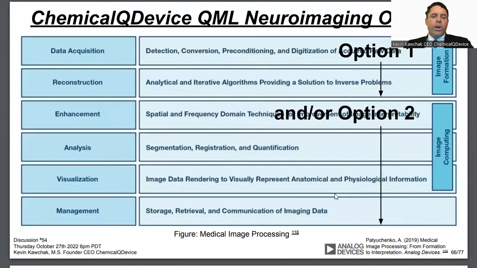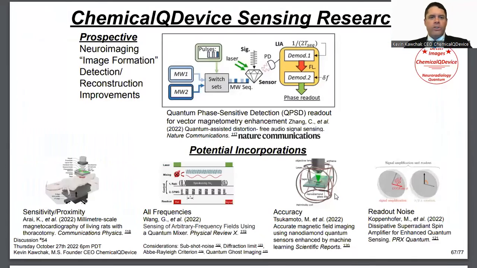This is very popular, so this is medical image processing by Analog Devices. The important keys to take away is you have image formation for option 1, and then you have image computing for option number 2. And then for detection, option 1 is basically quantum sensing, reconstruction, figure quantum algorithms, MIT has some. And then for option 2, it's more CPU, GPU, QPU with enhancement visualization.